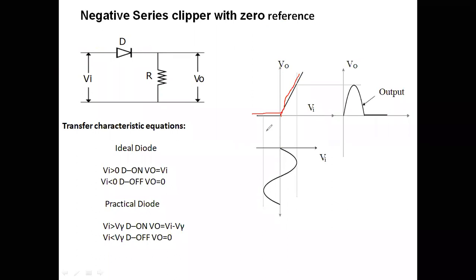Output is zero. Actually, if you want to draw the practical diode VI characteristics, in this portion the diode is on. What about your output? Your output is input minus cut-in voltage. Therefore, it won't start from here. Somewhere here may be your cut-in voltage, and from here it is going to start. It is the practical diode characteristics. This gap is nothing but your cut-in voltage, V gamma, which is 0.7 volts. After 0.7, the diode gets on and starts conduction.